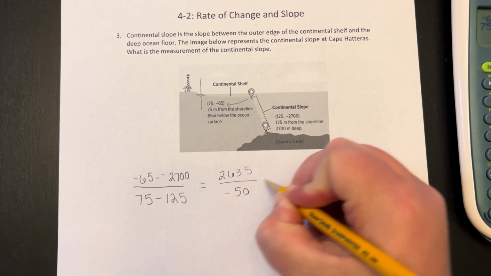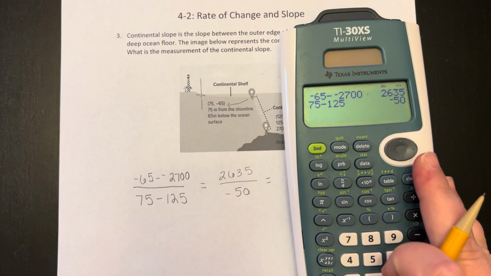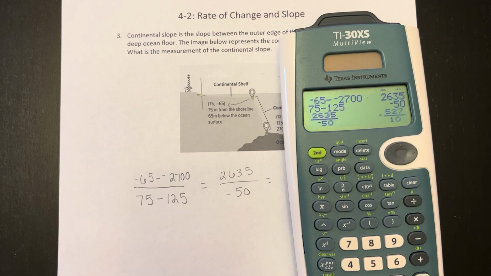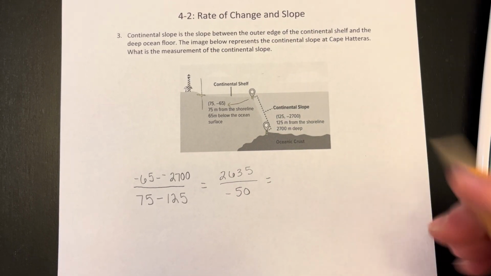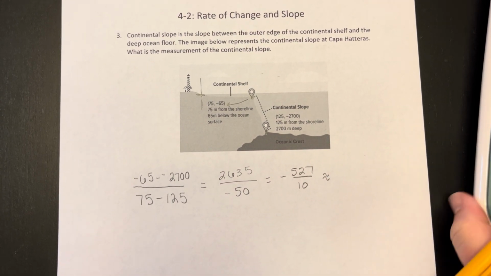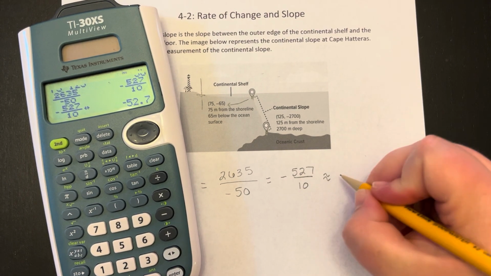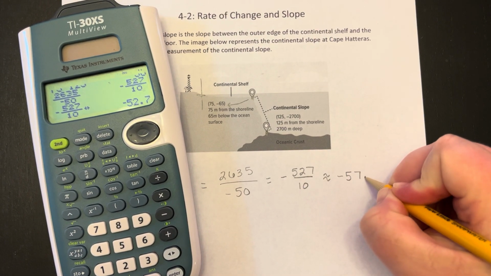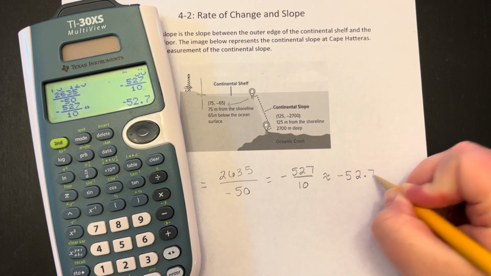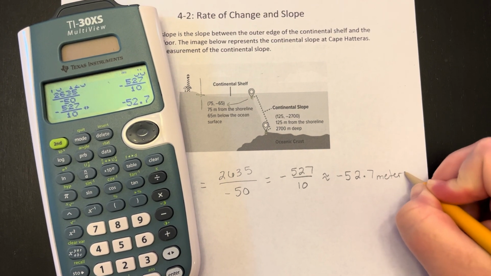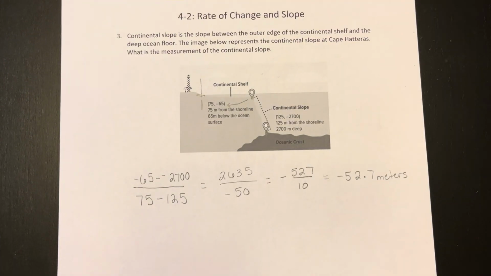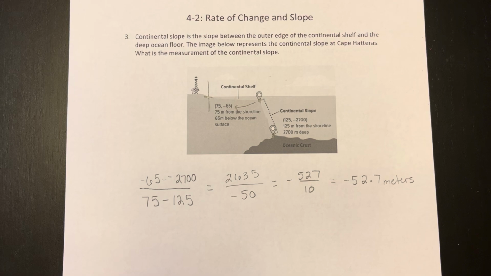So now what we're going to do here is simplify this. And this calculator is really nice because I can just put it in as a fraction and let it do all the work for me. It simplifies to negative 527 over 10, which is negative, it's not approximate, it's exact, negative 52.7 meters. So the slope there is negative 52.7 meters. And that's it. That's how you find rate of change and slope.